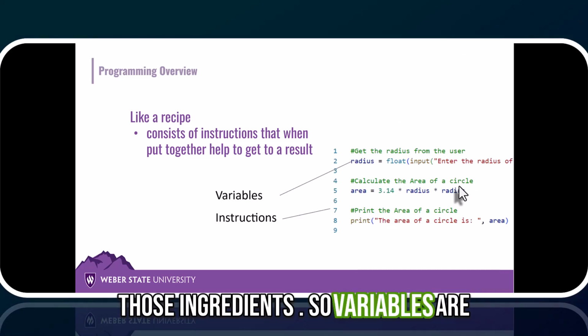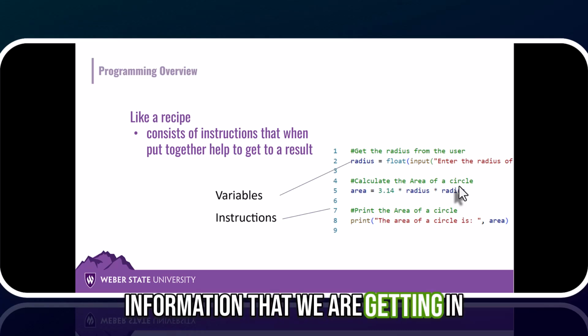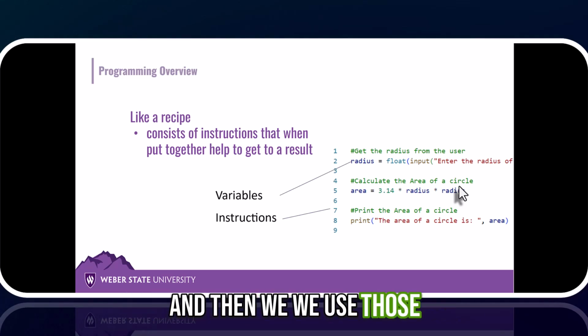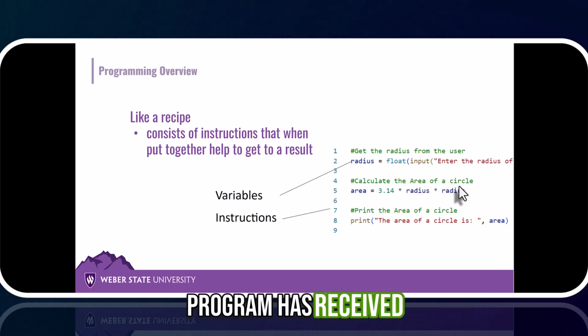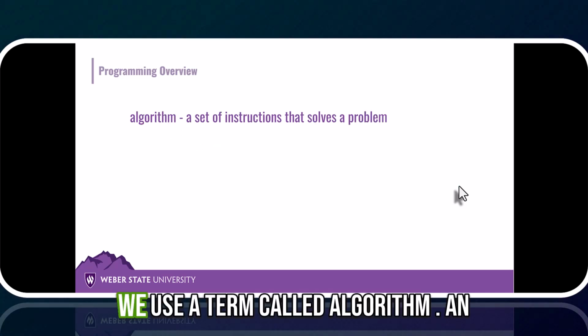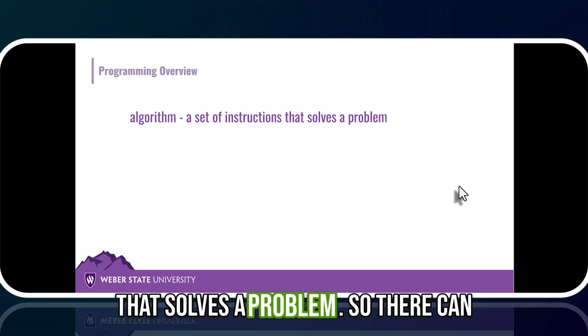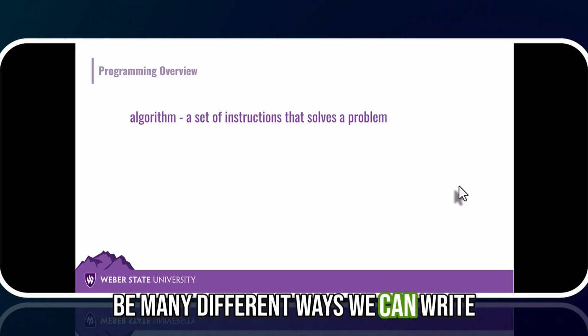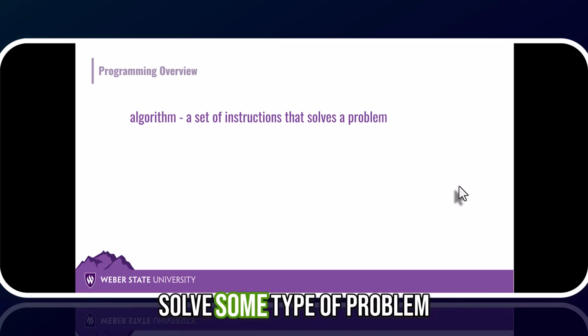So variables are very similar to what those ingredients are, right? That's information that we're getting in. And then we use those instructions to do something with the information that the program has received. We use a term called algorithm. An algorithm is a set of instructions that solves a problem. So there can be many different ways we can write an algorithm, but we want to use those instructions to be able to solve some type of problem.